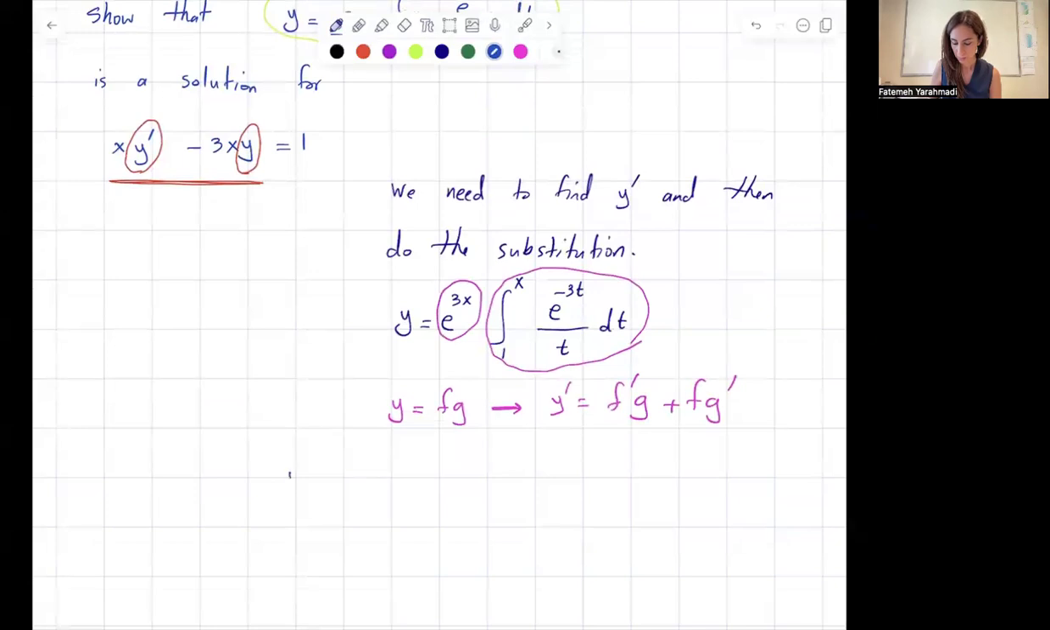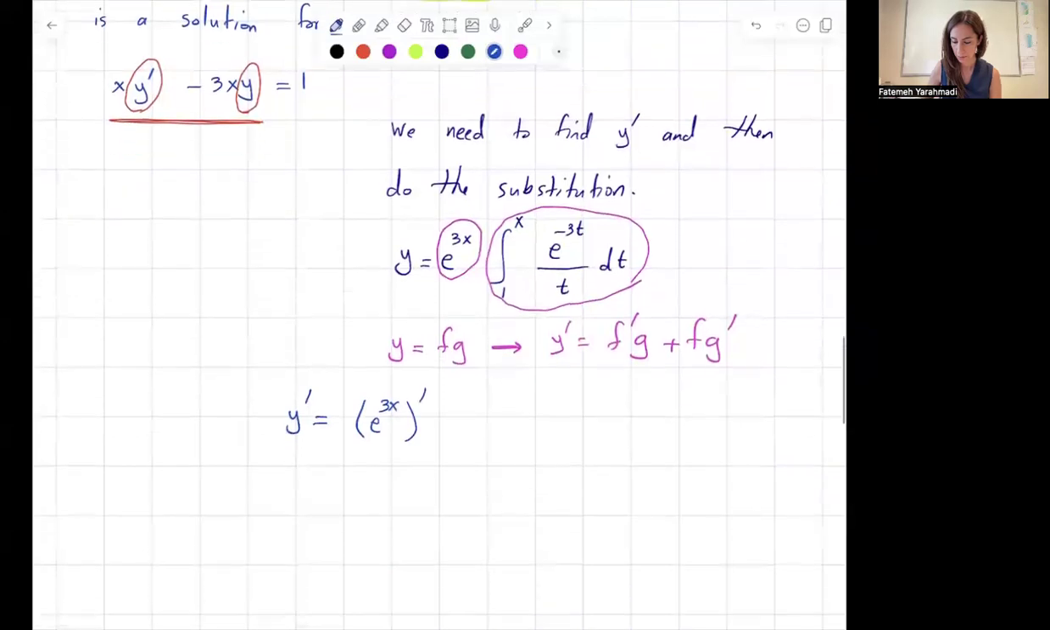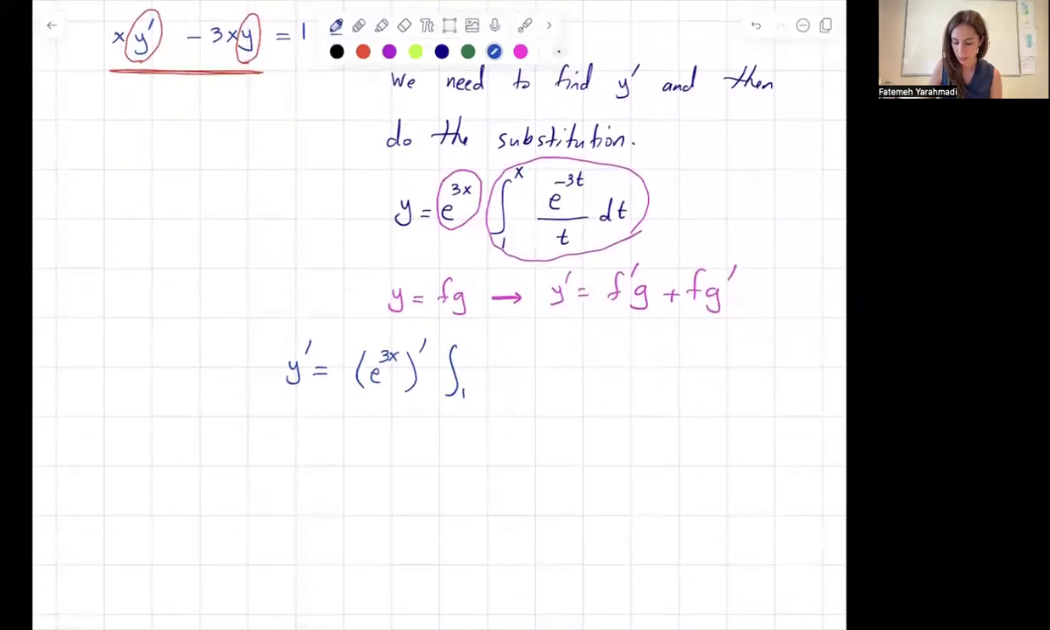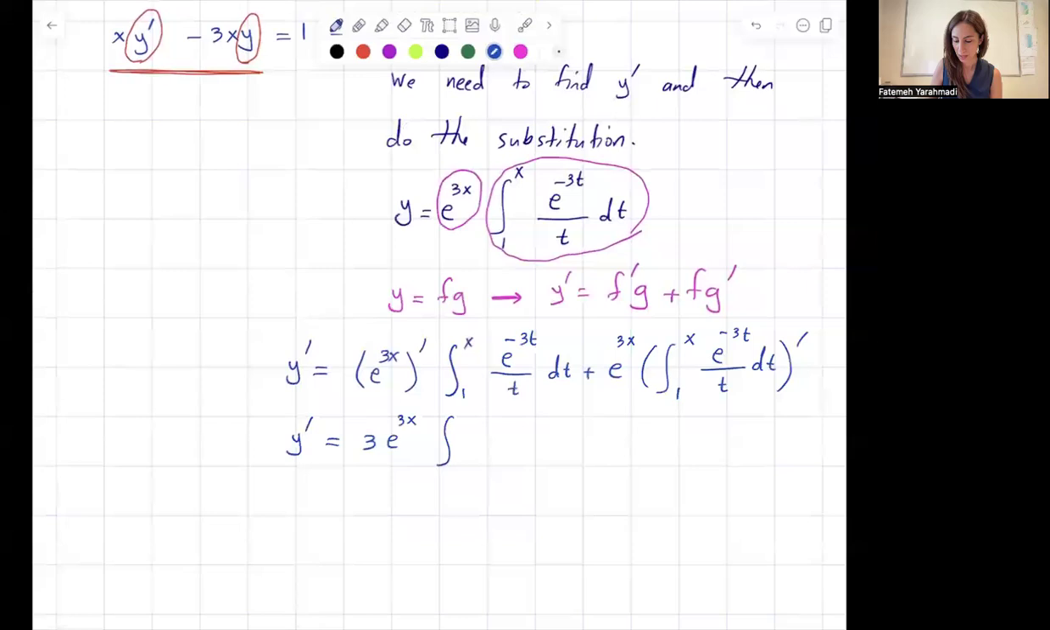So y prime is equal to the derivative of e to the power 3x times the integral from 1 to x of e to the power negative 3t divided by t dt, plus e to the power 3x times the derivative of the integral. The first derivative is very easy. Applying the chain rule, you get 3 e to the power 3x times the integral from 1 to x of e to the power negative 3t divided by t dt.